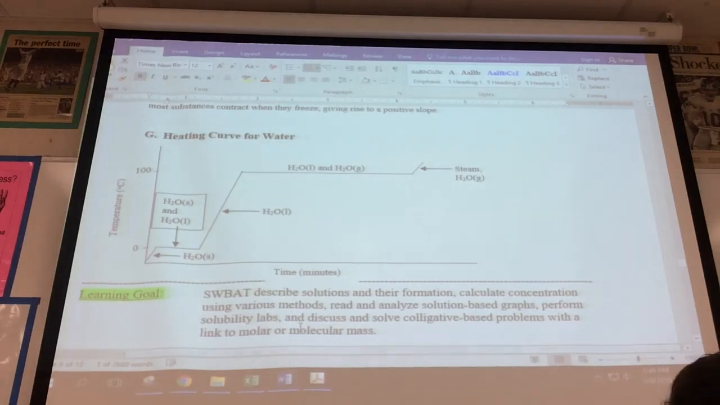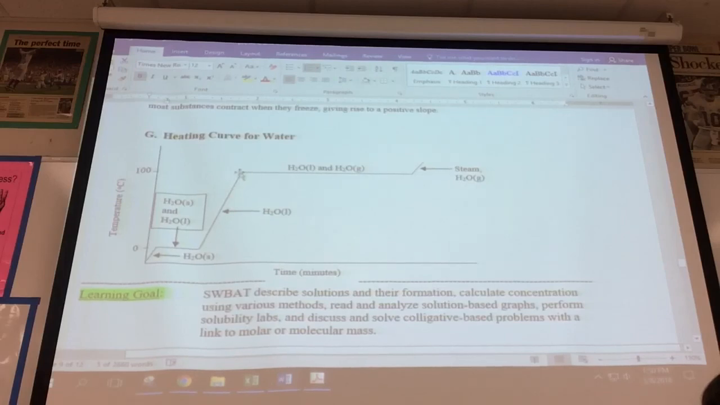Alright, last thing for the day before we get into the lab. This is a heating curve for water, and this is something we used to do in the lab, but the kids told me it was so incredibly boring that I cut the lab from the curriculum. So here's water in the solid state. Here's solid water and liquid water coexisting right here. So is that going to represent melting or boiling? Melting. Where you have a plateau, that represents a change in state. So that's melting at 0 degrees Celsius.